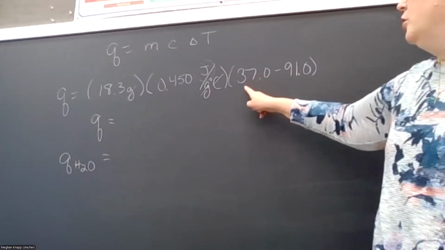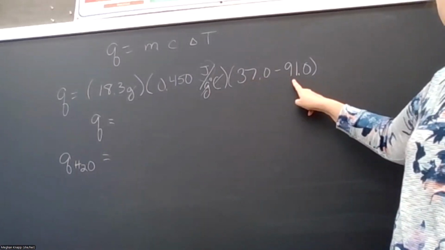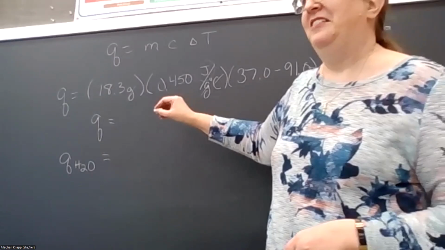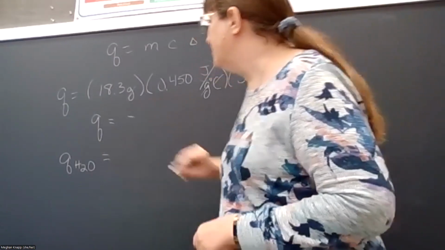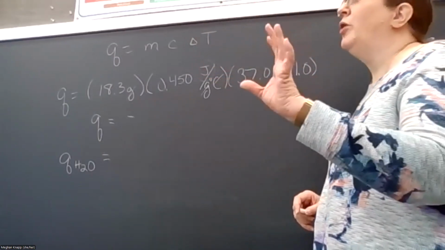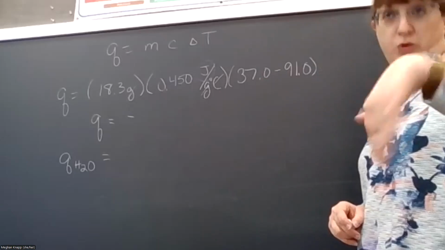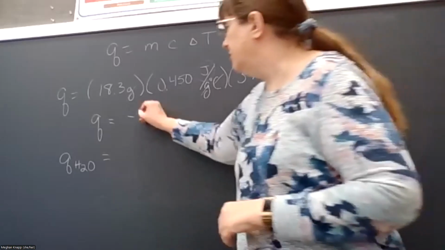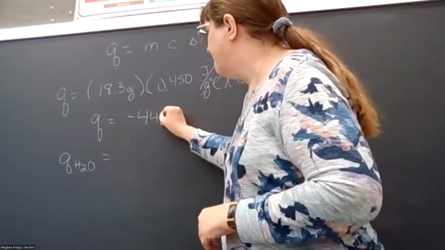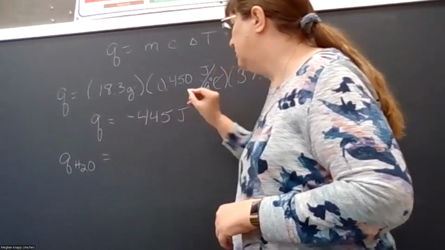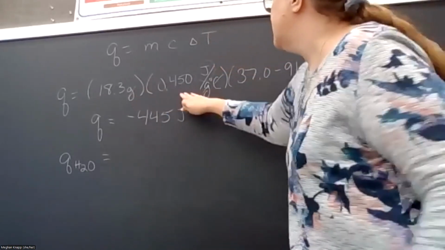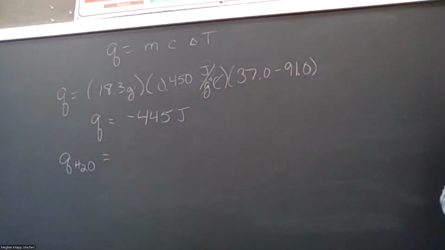So if you do 37 minus 91, it'll be negative. Negative 444.56-ish. So we round up that last digit, right? So 445. Okay, 3 sig figs. And that's the answer to that. That's just how much heat the iron gave off.